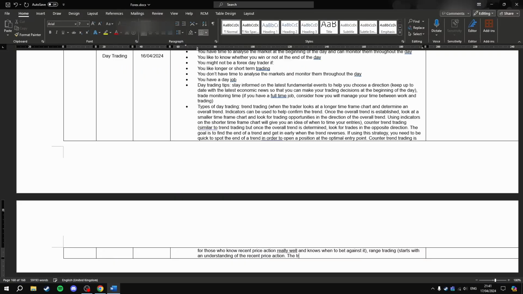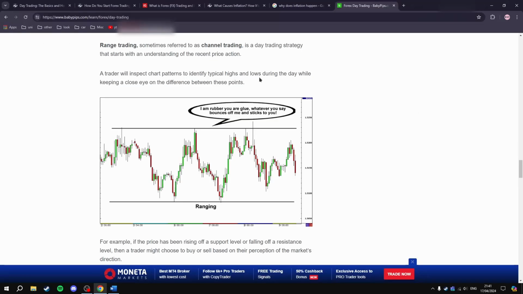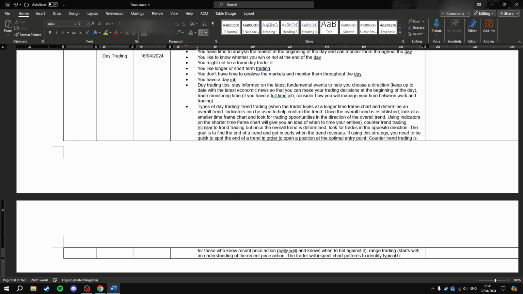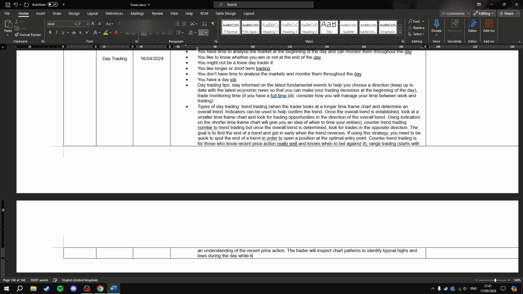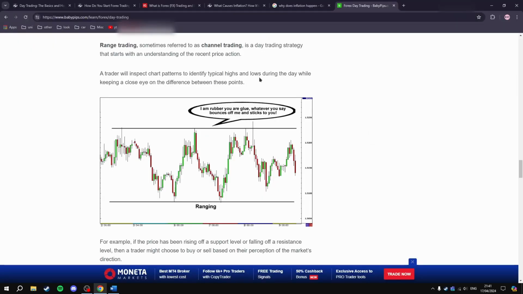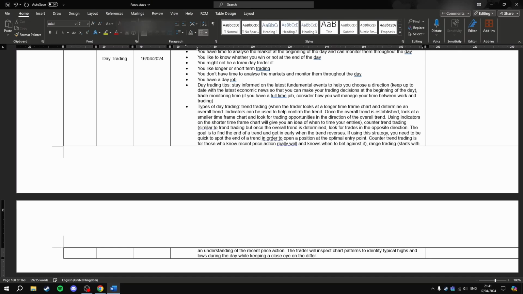The trader will inspect chart patterns to identify typical highs and lows during the day, while keeping a close eye on the difference between these two points.